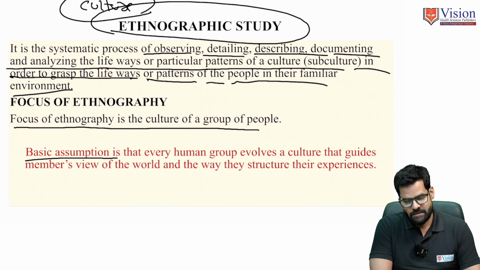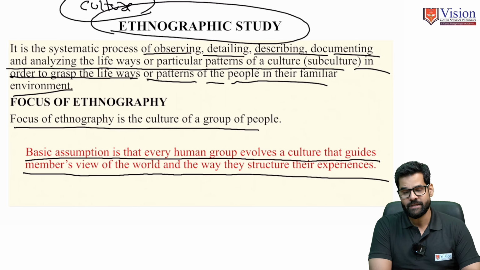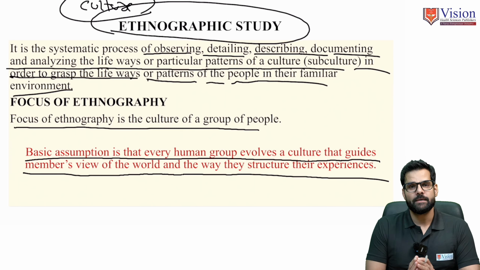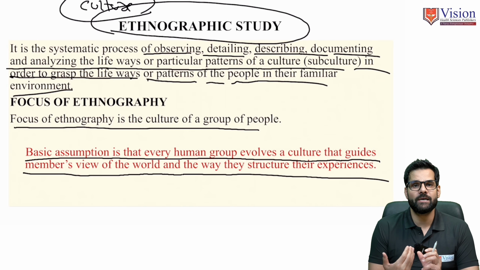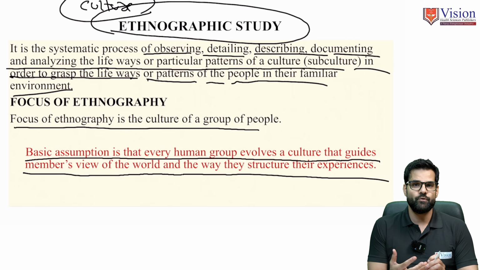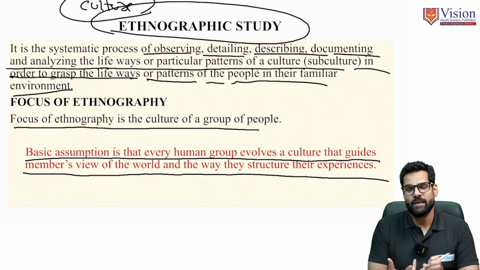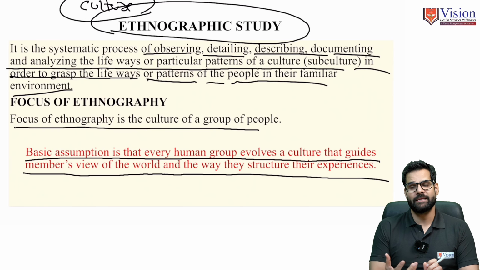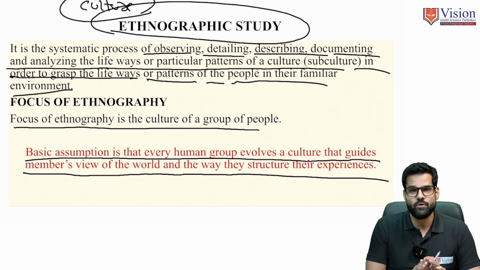The basic assumption is that every human evolved a culture that guides the members' view of the world and the way they structure their experiences. Okay, so please understand this assumption. Every human evolves around a culture, and that culture governs the behavior. So if you really want to understand the reason or the motives behind anyone's behavior, you can study their culture. So they take culture as a determinant, and they also assume that everyone evolves around a culture. Not only humans, all living creatures evolve around a culture.